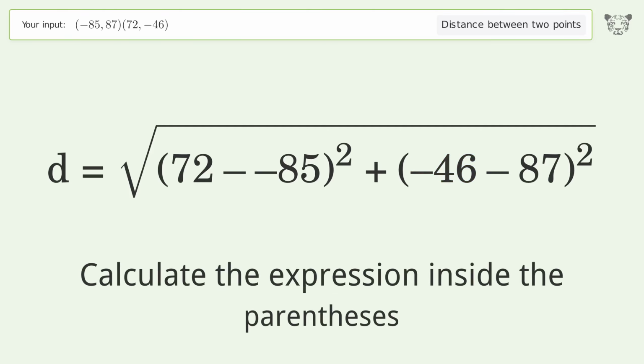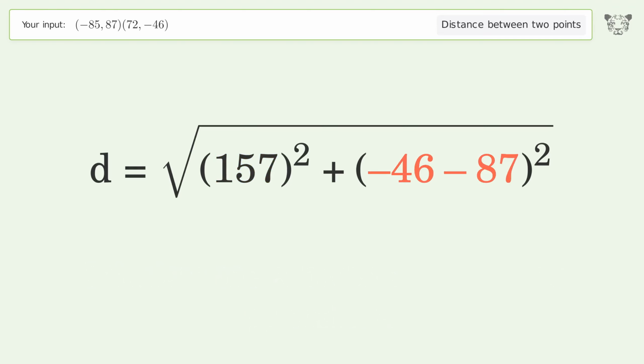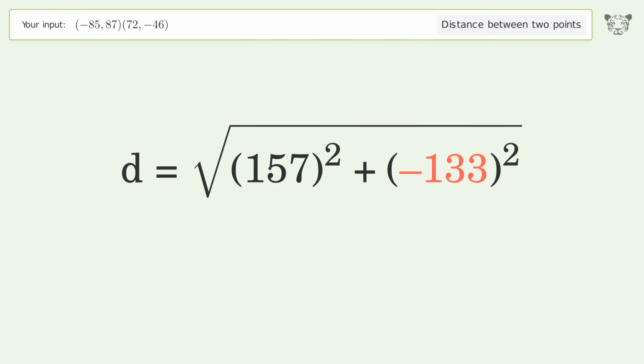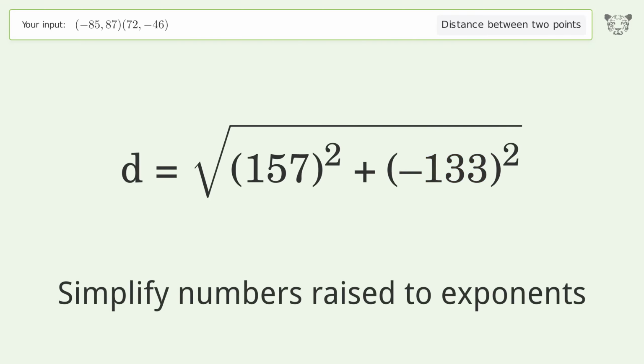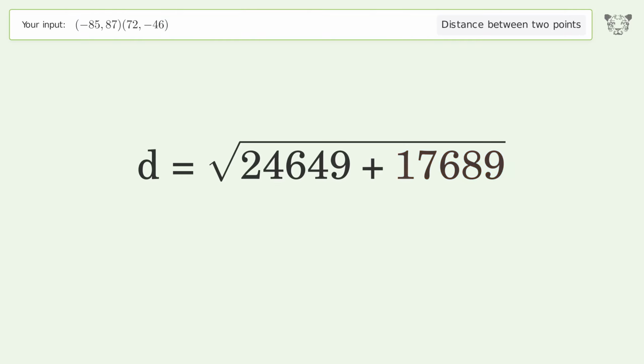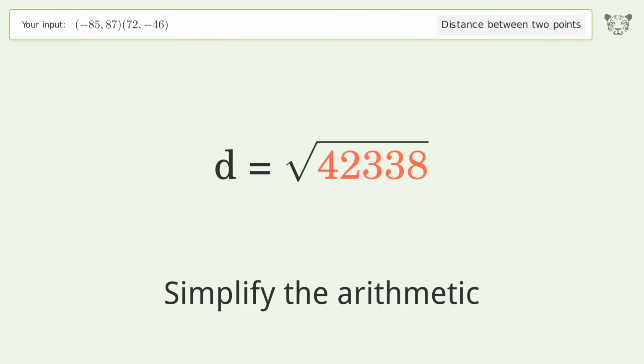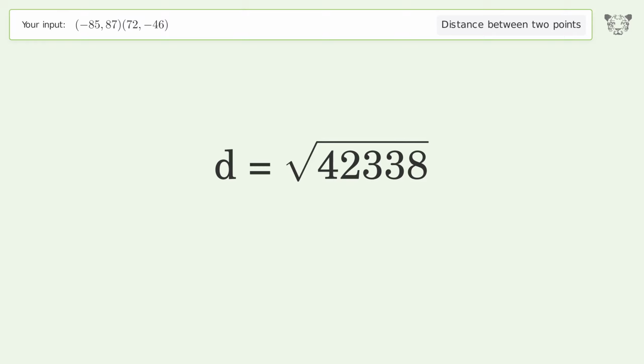Calculate the expression inside the parentheses. Simplify numbers raised to exponents. Simplify the arithmetic. And so the distance between the 2 points is the square root of 42,338, or 205.762.